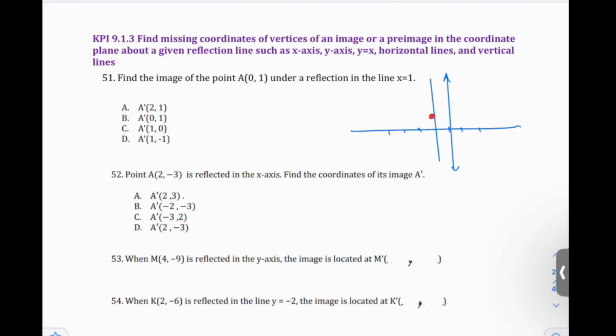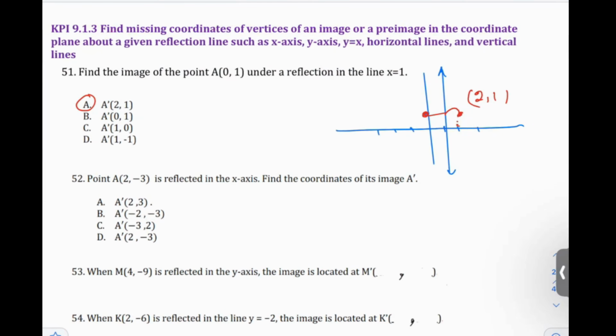So what will happen if you reflect this point? If you reflect this point, you count 1 unit to the line of reflection, and then count 1 unit to the other side of the line of reflection. So we will reach here. This point is how much? It's (2, 1). So if you sketch it, you will get the answer, which is (2, 1). But is there any formula or anything guiding us? We can do it this way.